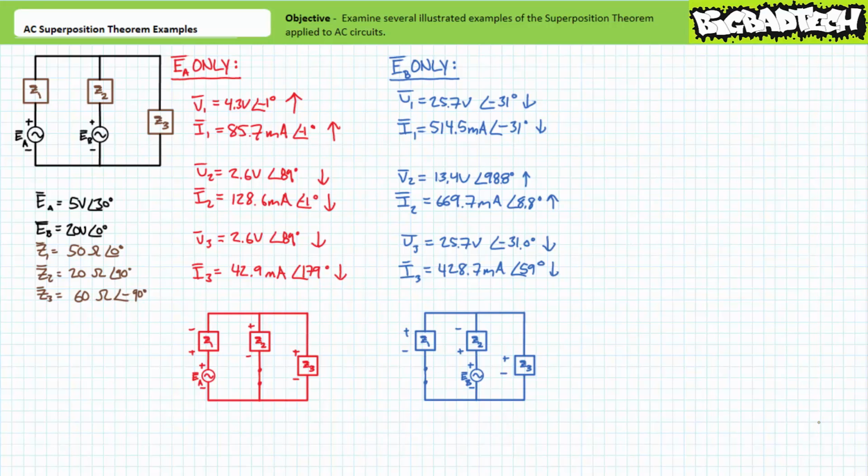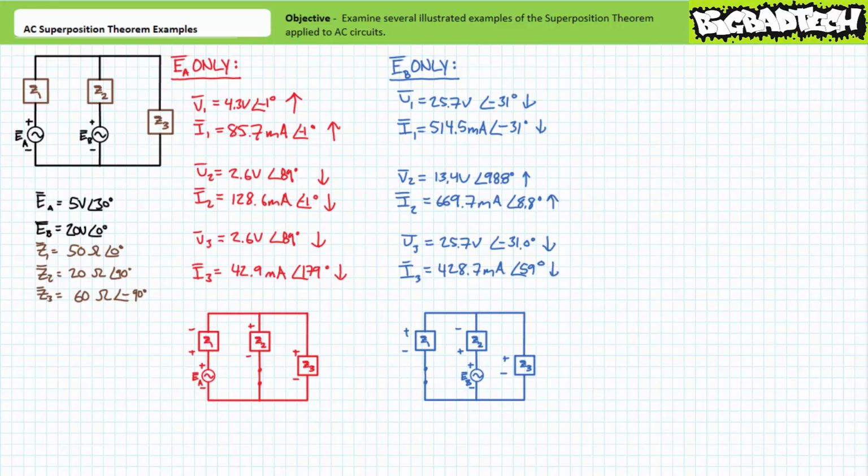Summating the contributions of the two sources is relatively straightforward if one has a modicum of organizational skill. Remember, one must account for not only magnitude and phase shift, but also assumed polarity and direction. Note impedance element Z3 experiences voltage of the same polarity and current in the same direction for both sources. When these two aiding effects are superimposed upon one another, these effects would be additive.